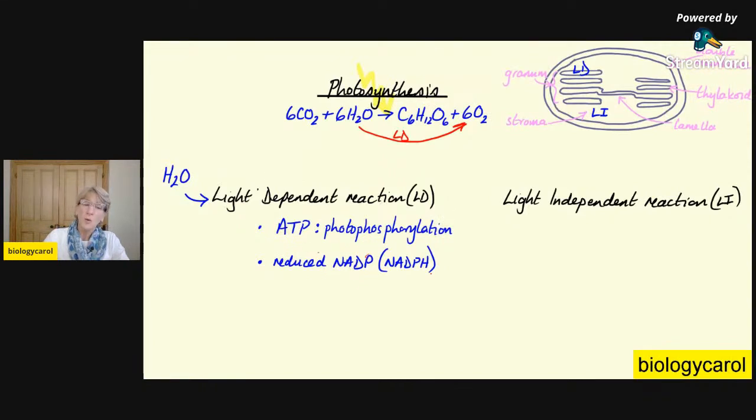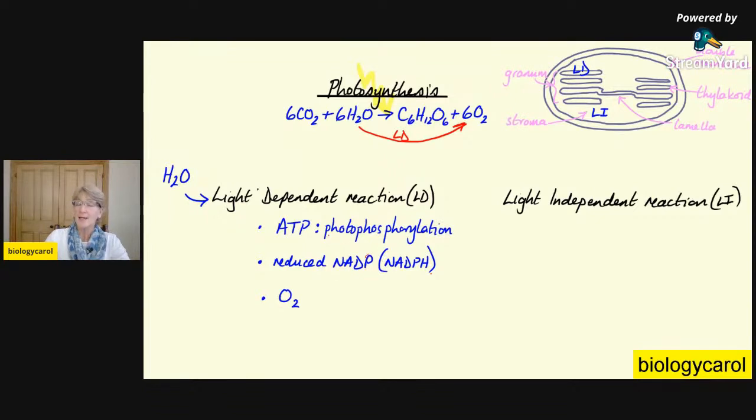This reaction also makes reduced NADP. This is a coenzyme using an adenine ribose nucleotide as its basis. So it's kind of linked to your nucleotides, this thing here. And the other thing on the shopping list that has to be made from the light-dependent reaction is oxygen.